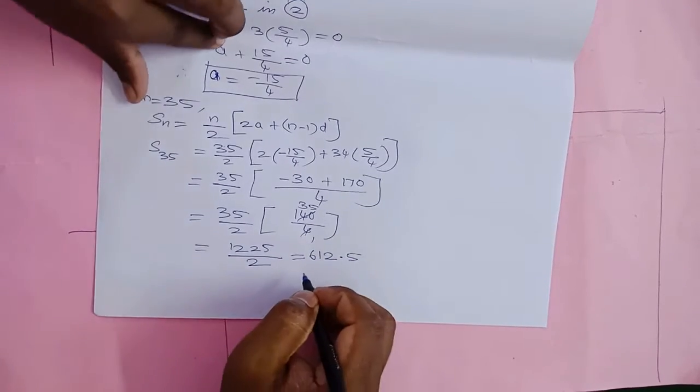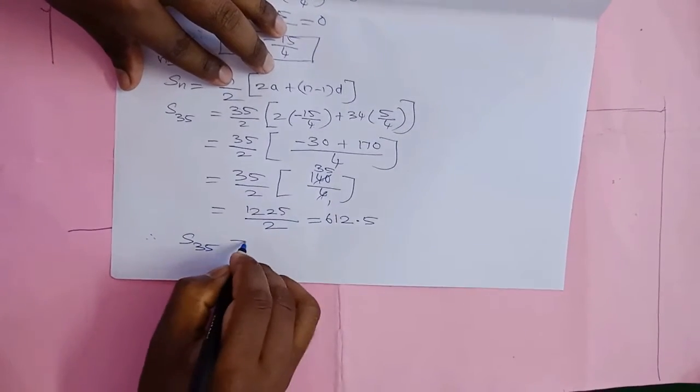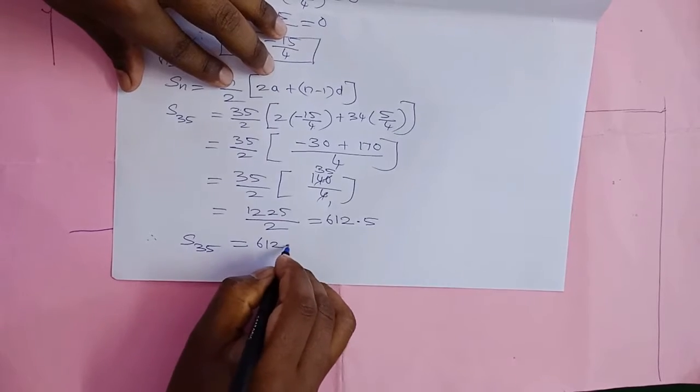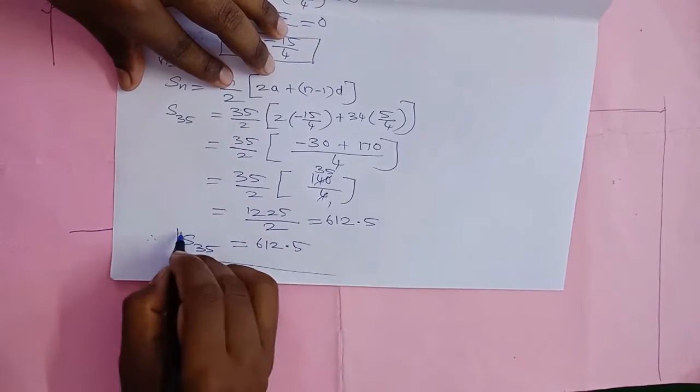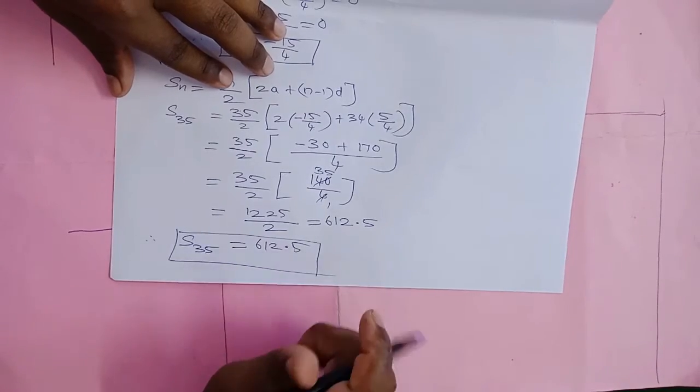So the answer is 612.5. Therefore S35 is equal to 612.5. So the sum of the first 35 terms is 612.5.